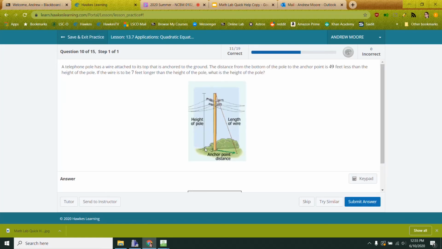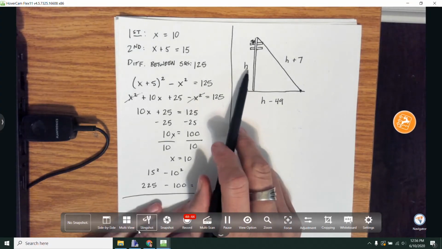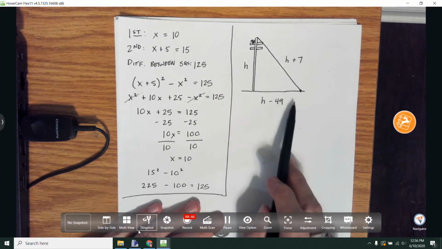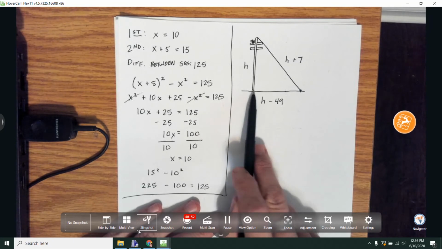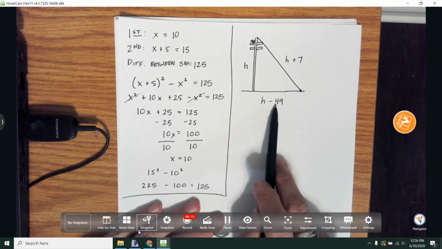A telephone pole has a wire attached to its top that is anchored to the ground. The distance from the bottom of the pole to the anchor point is 49 feet less than the height of the pole. If the wire is to be 7 feet longer than the height of the pole, what is the height of the pole? So since they declared that everything is in relationship to the height, we're going to use that as our variable, which is why we used our h right here. It said that the wire attached to the top of the pole to our anchor point is 7 feet longer. It said the distance from the bottom of the pole to that anchor point is 49 feet shorter.